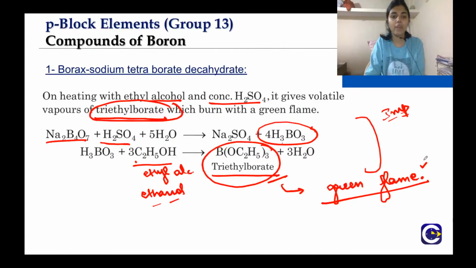Now you can get a question like this: compound A reacts with H2SO4 to give you boric acid H3BO3, which on further reaction with ethyl alcohol gives you compound B, which burns with a green flame. Tell me what is A and B. So A will be borax, and B will be triethyl borate. So this way you can get the questions.